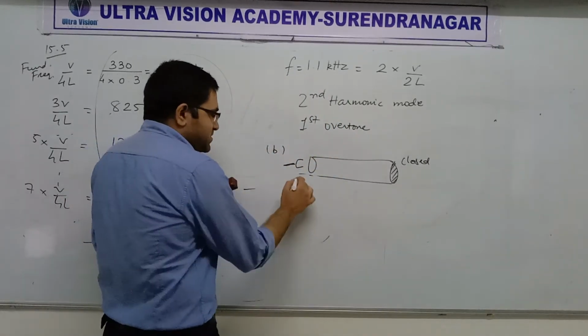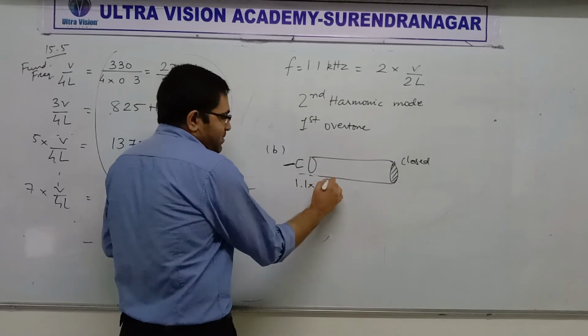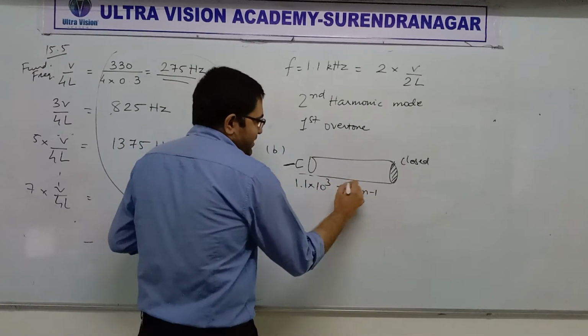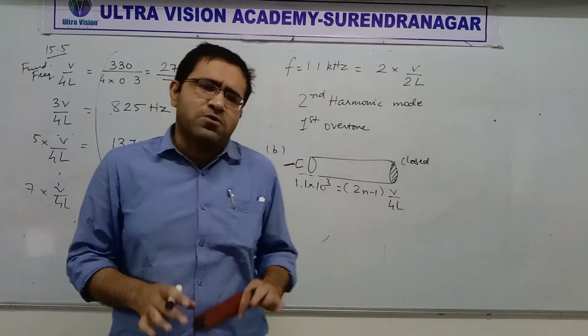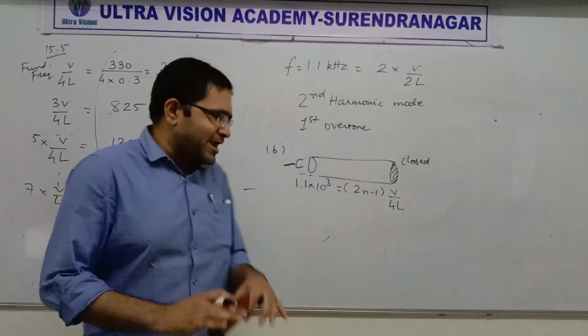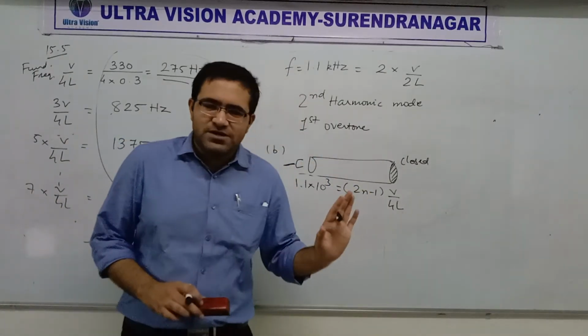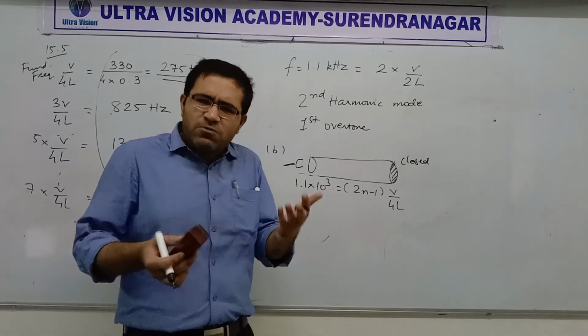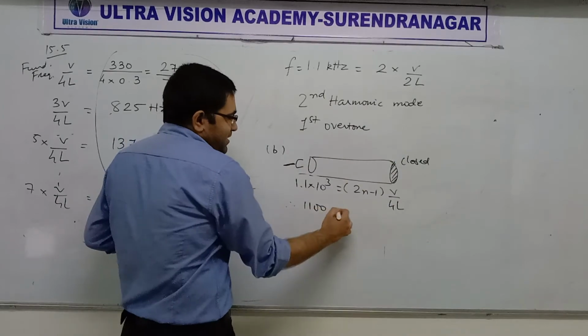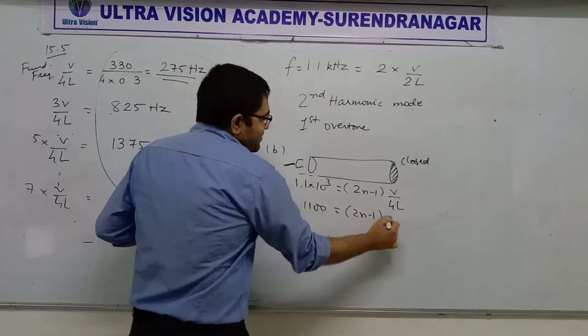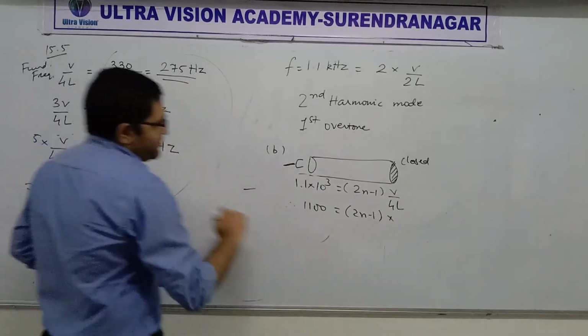See, what we'll do is we will just compare 1.1 kilohertz with (2n minus 1) v by 4n. Okay, I don't know whether this is right or not, but I'll compare and I will see what happens. Okay, let's put all values. 1100 equal to (2n minus 1) v by 4n, 275.